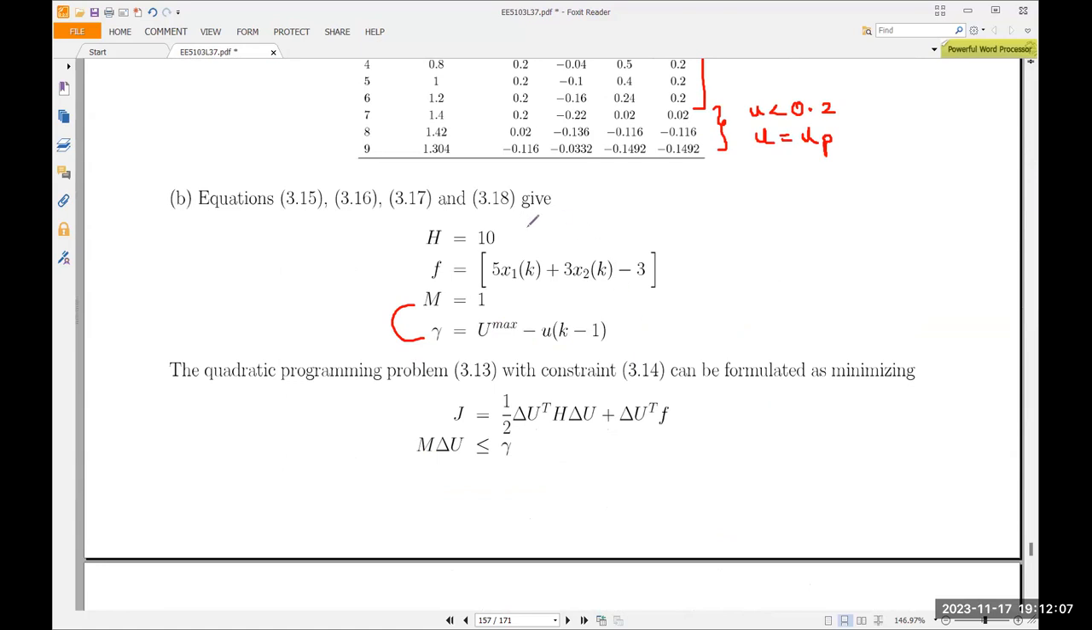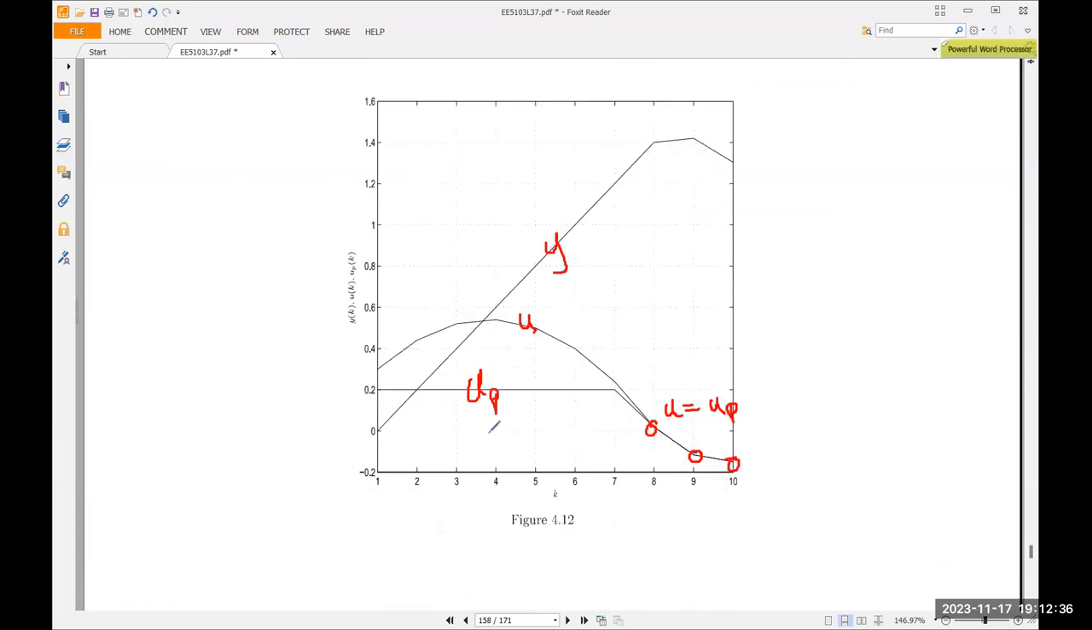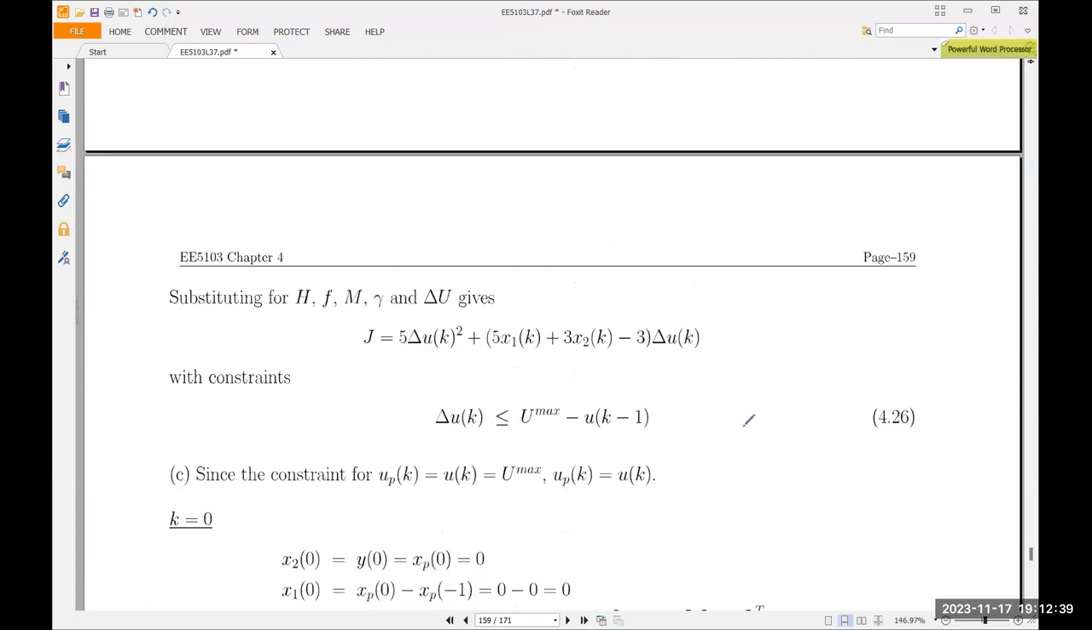All right, M is 1, gamma is this one. Okay. Then after that, you do the quadratic programming, is 13 and 14. So 13 must give you your J, 14 must give you this. Okay, then stick in your H, stick in your F, stick in your M, and stick in your gamma. You write it out, you will get this and this. Okay, then it becomes a very standard MPC with constraint calculation.